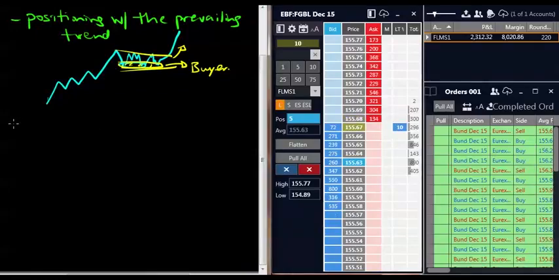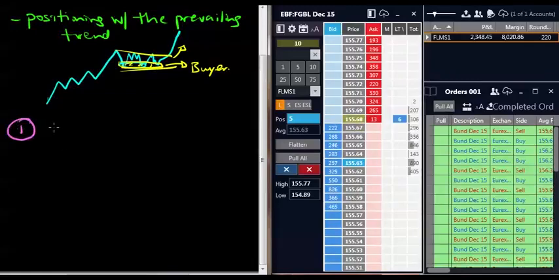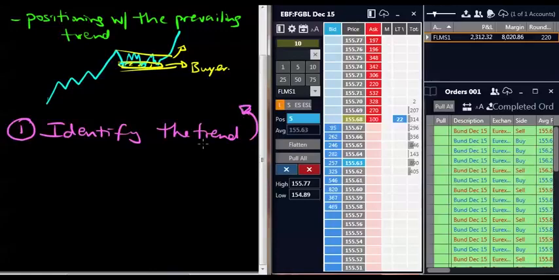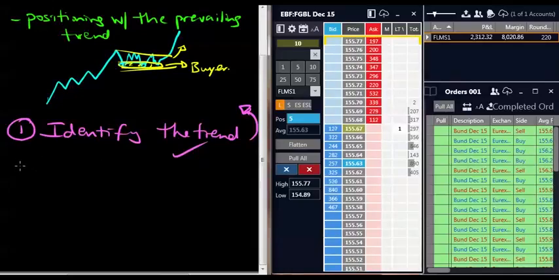So number one, we want to identify the trend as we did above. We just said, okay, we've just broken out of a key area. We're making higher highs, making higher lows. Now we've got a trend. So once the trend is ticked, I say, okay, I've identified the trend. I'm looking for a potential buyer now.